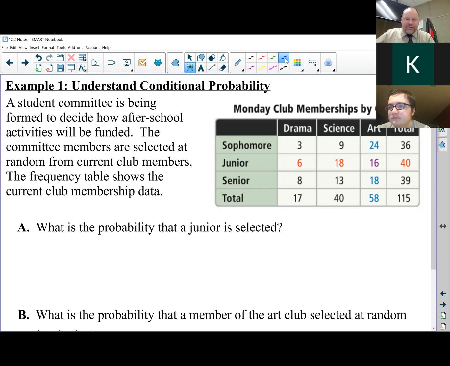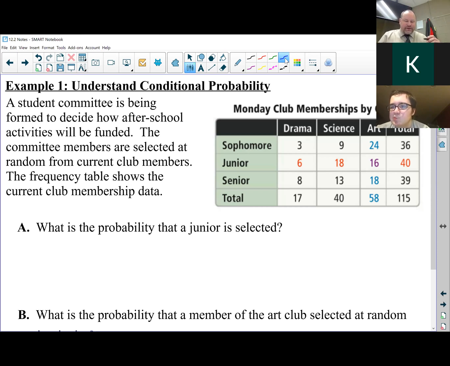Juniors have 6 members in drama, 18 members in the science club, 16 members in the art club, for a total of 40 juniors in the clubs. Seniors, 8 in drama, 13 in science, 18 in art, 39 total.